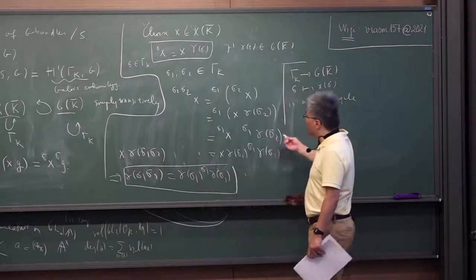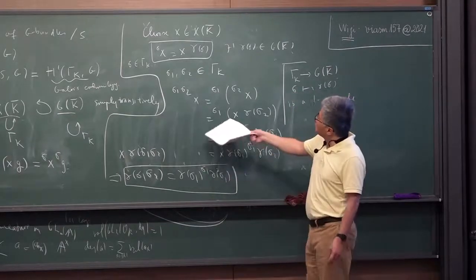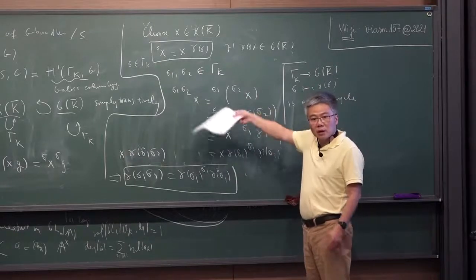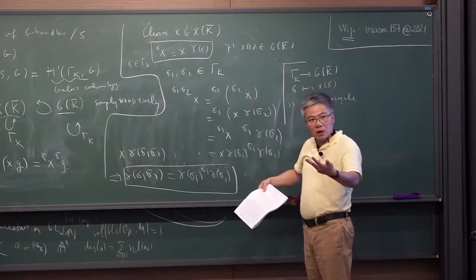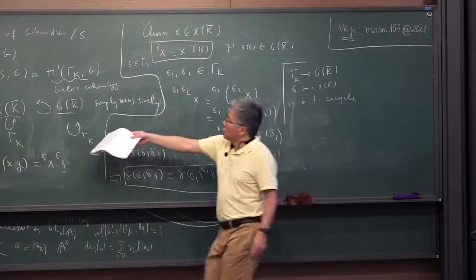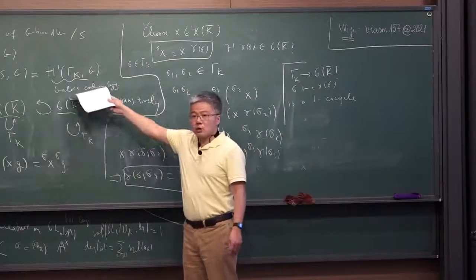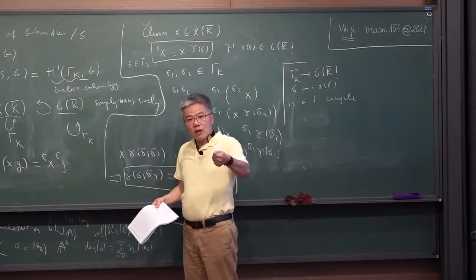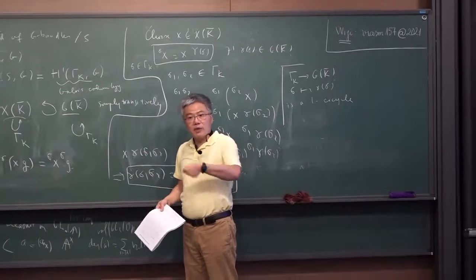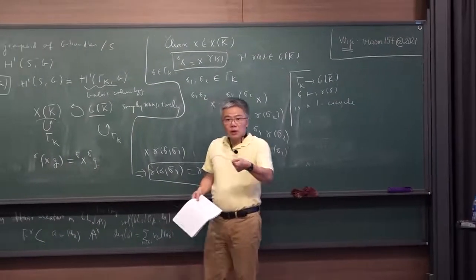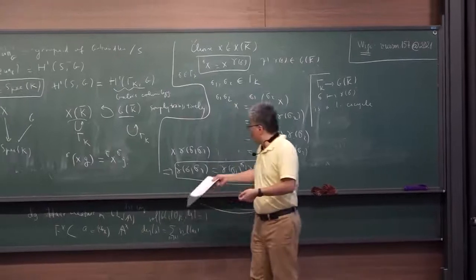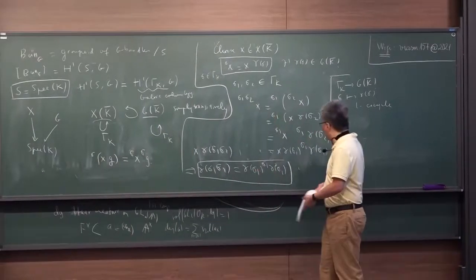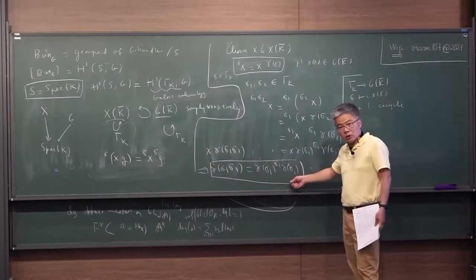If I try to do a very simple thing, we have a Galois action on a space which is a principal homogeneous space of the group. Moving by Galois is the same as moving by some element of the group. Using the composition rule, this identifies the cocycle condition.